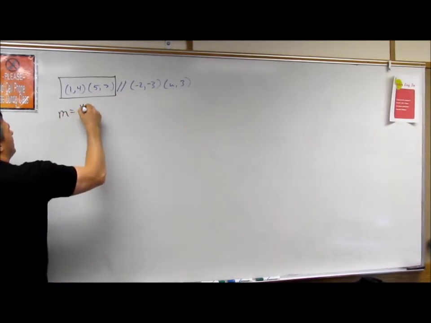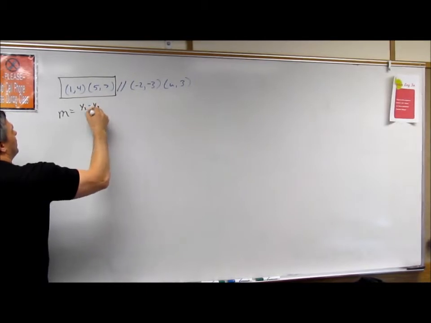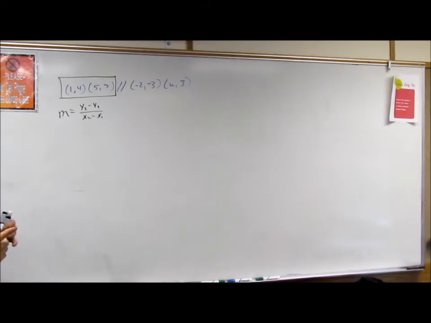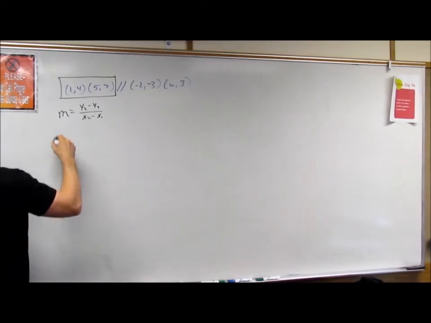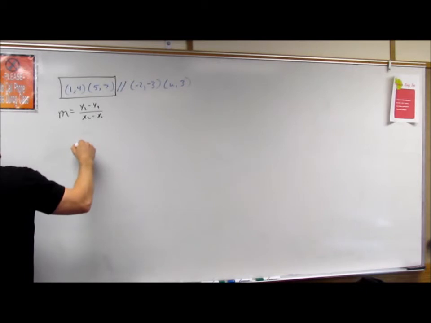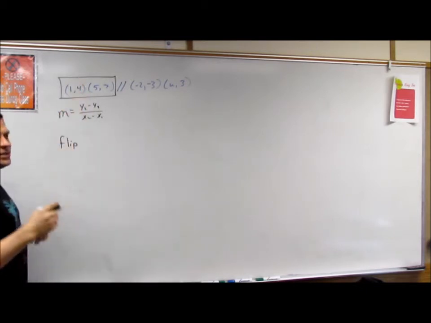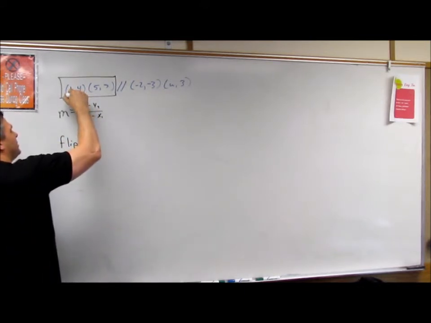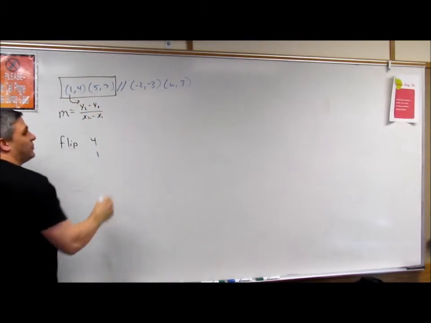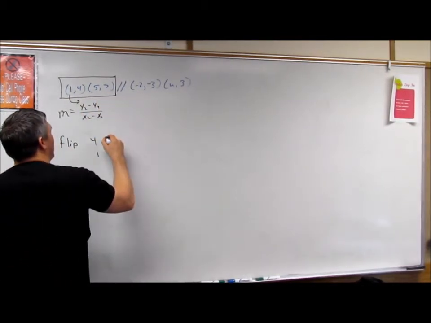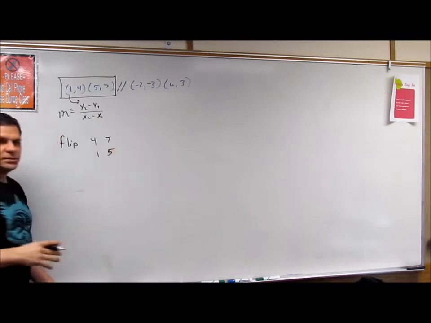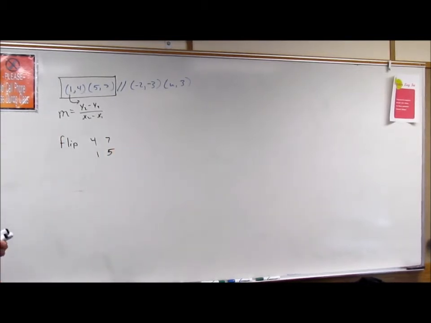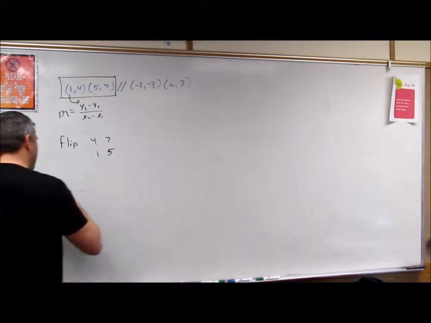M equals y sub 2 minus y sub 1 over x sub 2 minus x sub 1. Or, flip it, smack it. So I flip it. What do I mean by that? Well, y's go on top. Y's over x's. So I flip it so that this goes down. So I got 4 over 1. And I flip this one so I got 7 over 5. So that's my flip part. And then I smack it.